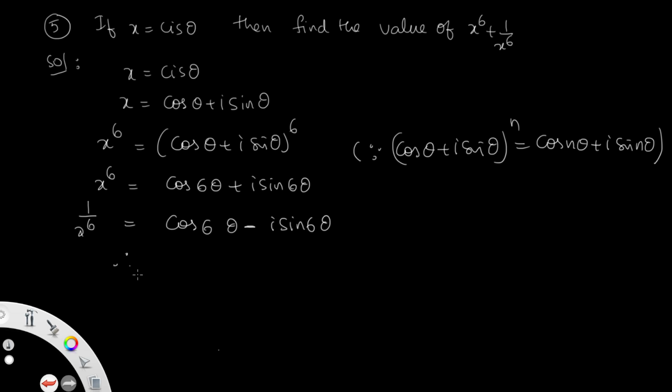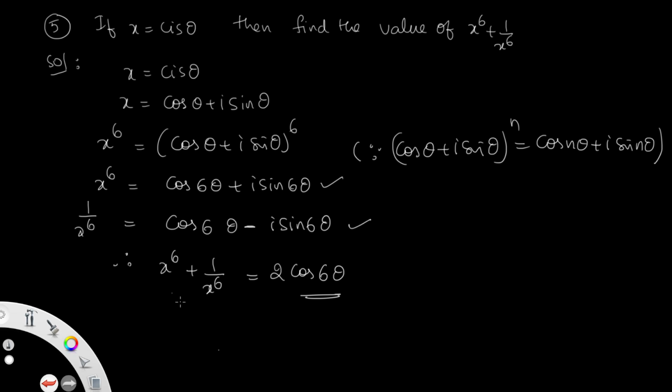But in the question we are asked x⁶ + 1/x⁶. By adding, the sine terms will cancel, then you get 2 cos 6θ. That's all. Just adding x⁶ + 1/x⁶, the sin 6θ cancels, and you get 2 cos 6θ. That's all. This is the question. Question number 5. Then go to the next question.